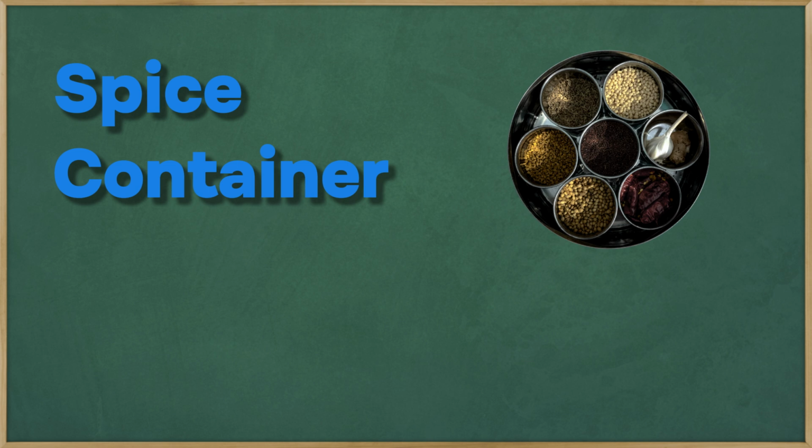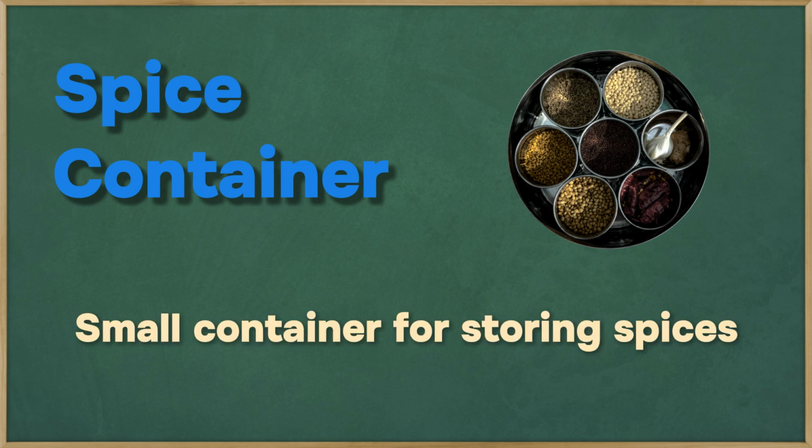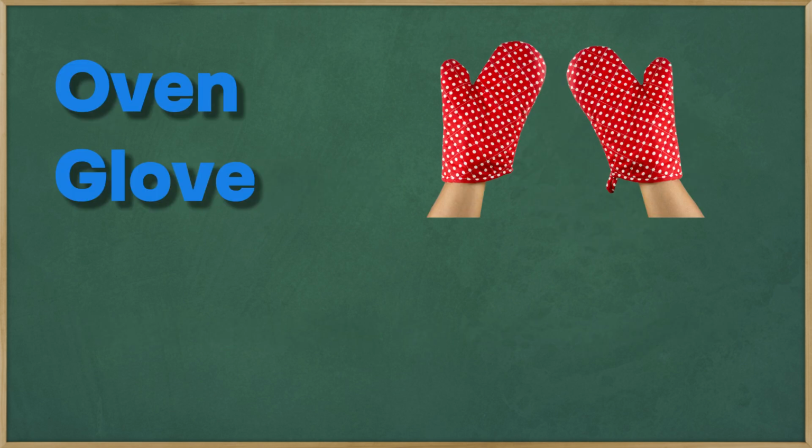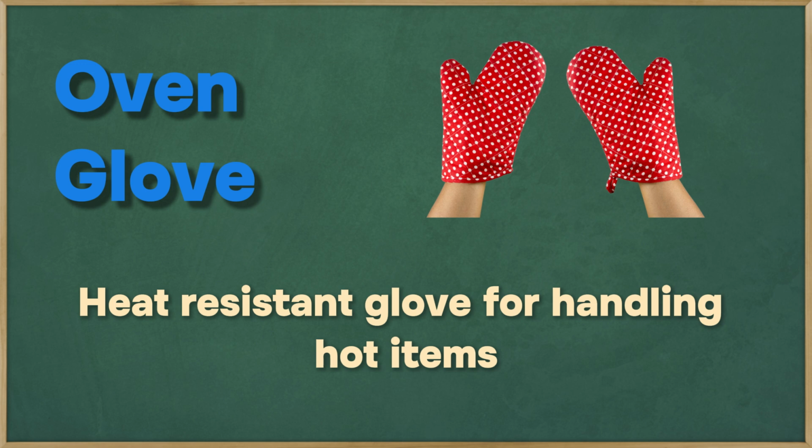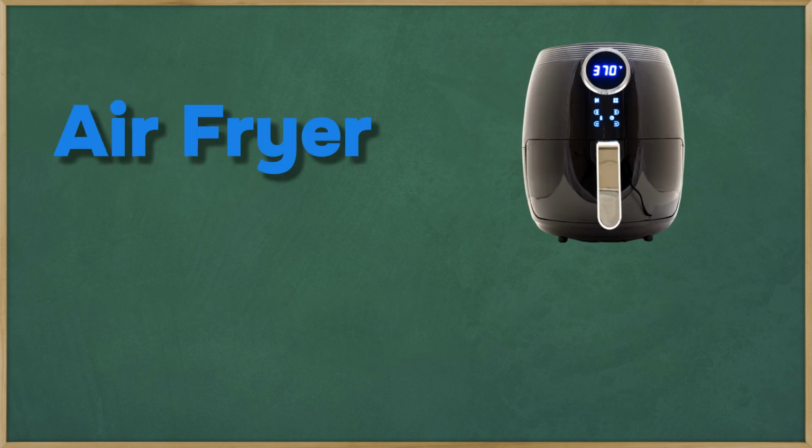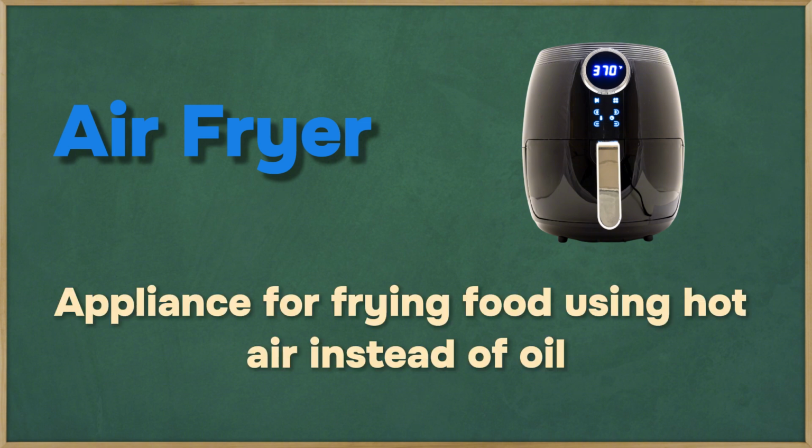Spice container. Small container for storing spices. Oven glove. Heat-resistant glove for handling hot items. Air fryer. Appliance for frying food using hot air instead of oil.